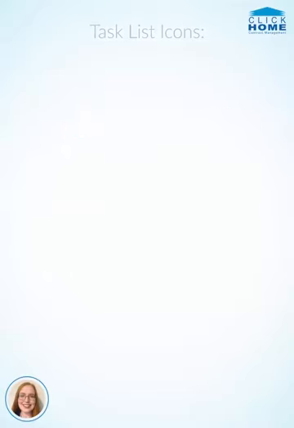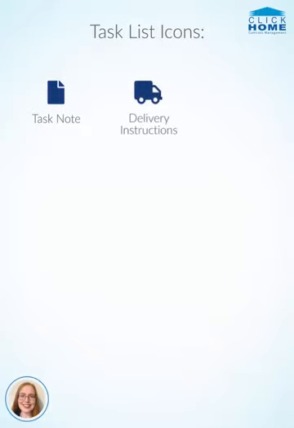When we get to the task list for a job, we have this paper icon. This is showing you there is a note against the task that you may want to check. Next is the truck icon, showing you there are delivery instructions. And then we have the chain icon, showing you that a task has some linked tasks associated with it. We've also updated the task and supplier status icons too.